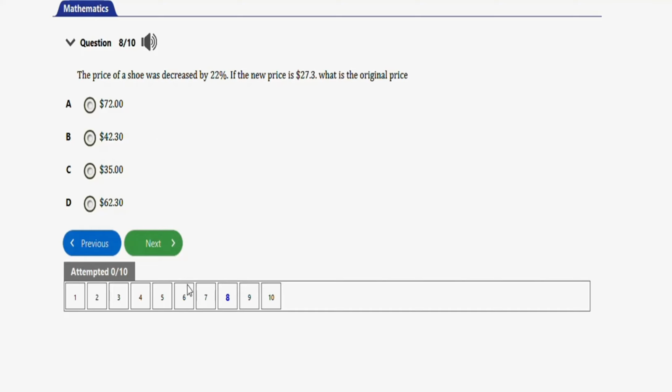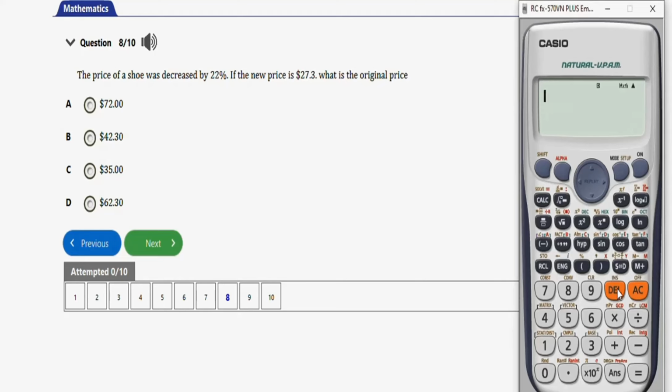Okay, so let's solve this, guys. Let's bring the calculator. So the question says the price of a shoe was decreased by 22%. If the new price is $27.3, what is the original price? So let me show you, I can express this mathematically. It is 100 minus 22%, which will give you 78%. So let's call the original price X.